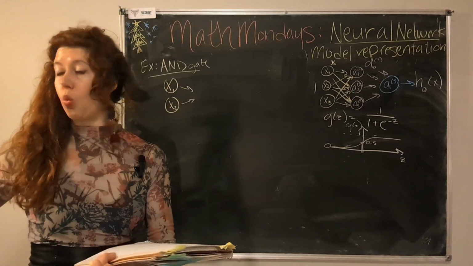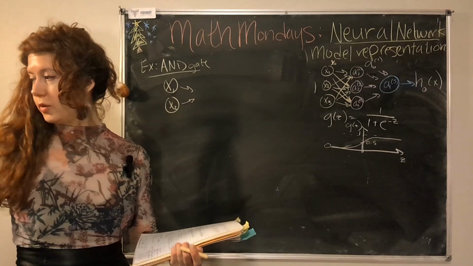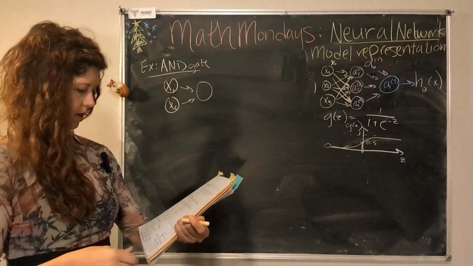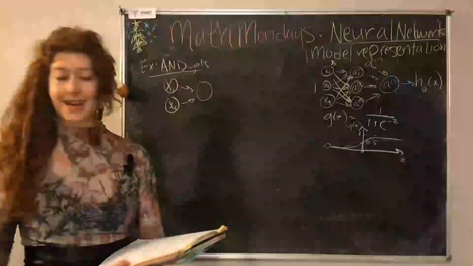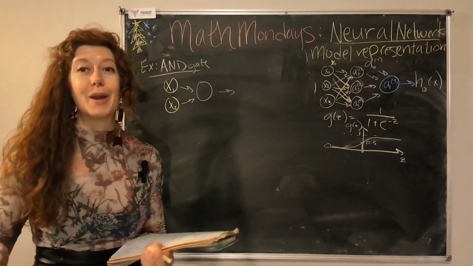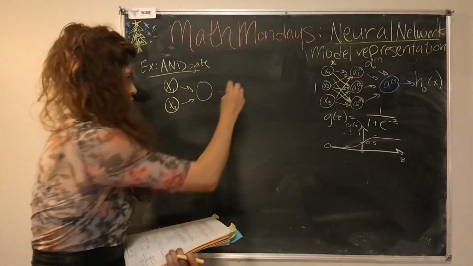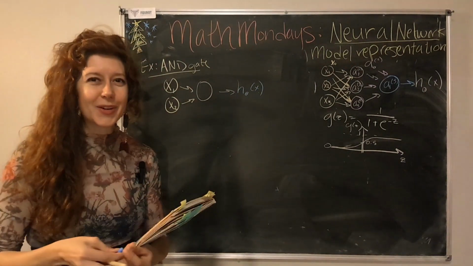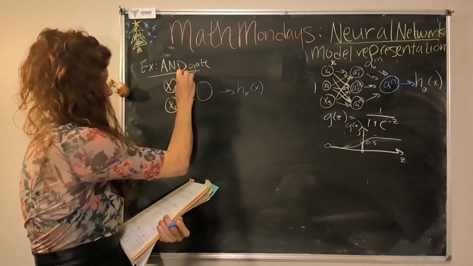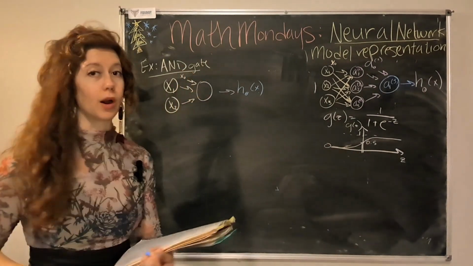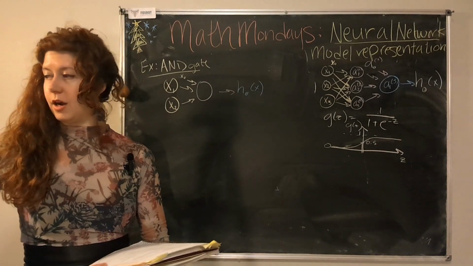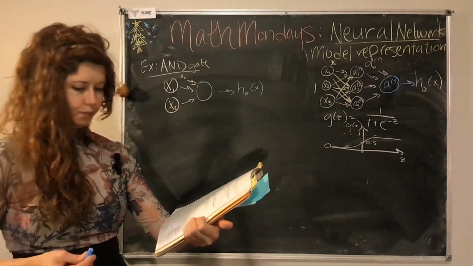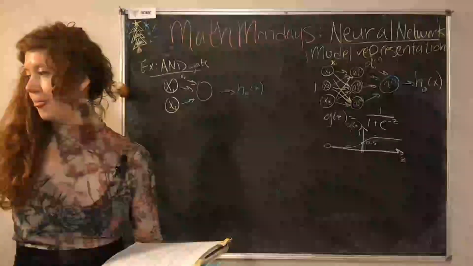It has one node. Let's use purple for our node. It has one node, and then that node goes to our hypothesis function, h theta of x. And we also have our bias unit, x naught. So that's going to go into our single node, our mystery box that does the important calculation.